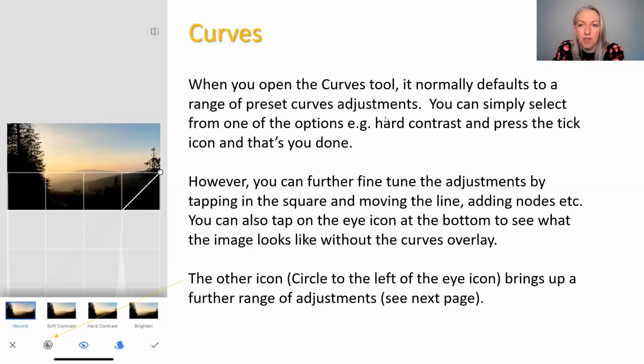When you open the tool, it normally defaults to a range of these presets, as I mentioned, but you can fine tune it yourself. And then if you tap on this icon here, the wee eye icon, it shows you the adjustments that you're making.